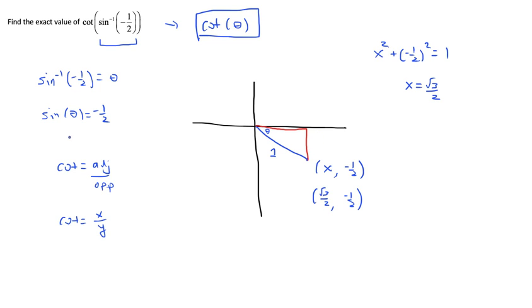In this case, if we want to use SOHCAHTOA, the cotangent is the adjacent side, which is radical 3 over 2, divided by the opposite side, which in this case is negative 1/2. Of course, we never divide by fractions. We always multiply by the reciprocal. So it actually turns out the 2's do cancel out, and we end up with negative radical 3.